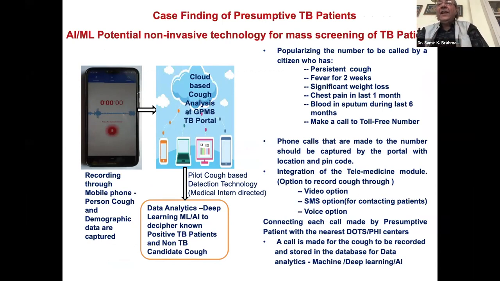I'm very proud to say the idea we generated last year, MIT has actually done this year for COVID cough-based detection, and this happened two weeks back. So you generate an idea, then you bring people together, and you need lots of expertise. Next slide.